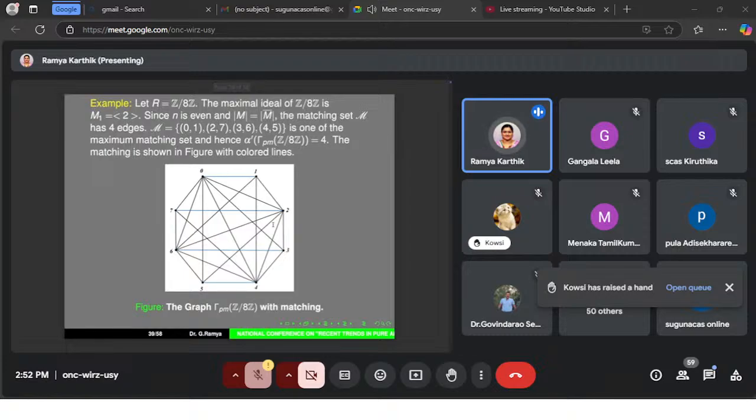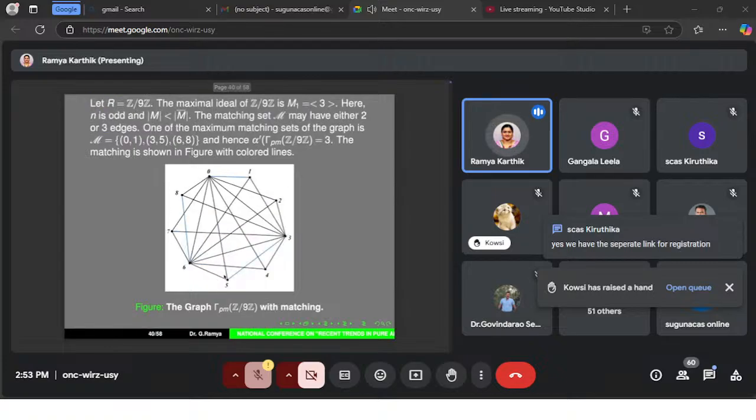So see, I gave examples for both even and odd numbers. Here I considered integers modulo 8. So what are the maximal ideals? Here, we need not worry about the maximal ideal. You have to draw the product maximal graph. So what is the matching number? The edges cannot share vertices; they must be different pairs of vertices. So see here, I have highlighted in blue the maximum matching: 0 and 1, 2 and 7, 3 and 6, and 4 and 5. So it covers all the vertices in the graph.